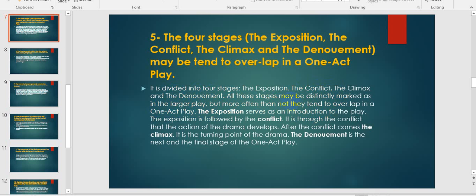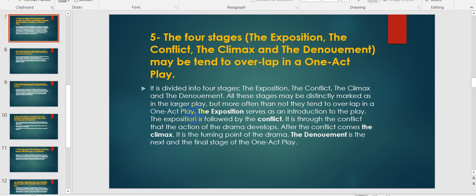They are distinctly marked because it is a longer play, so they are introduced in detail in these stages. But more often than not, they tend to overlap in a one-act play because it is too short. We can say there is an overlapping between these 4 stages in one-act play.